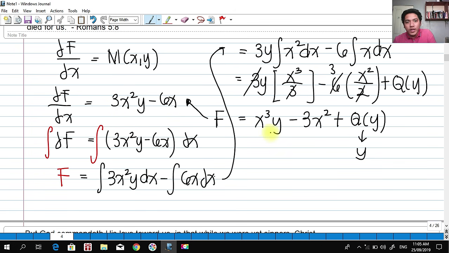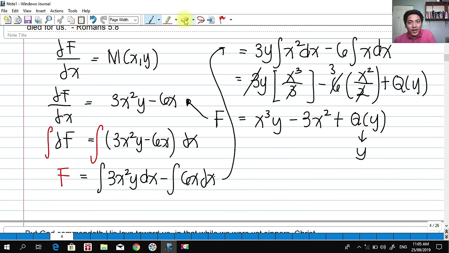Why? Because if I'm going to get the partial derivative of this f with respect to x, even if I have a y term here, the result would always be this, because y here is treated as constant. And I hope you get it.